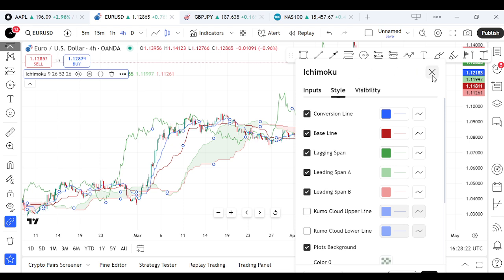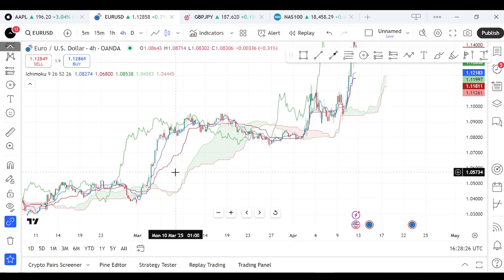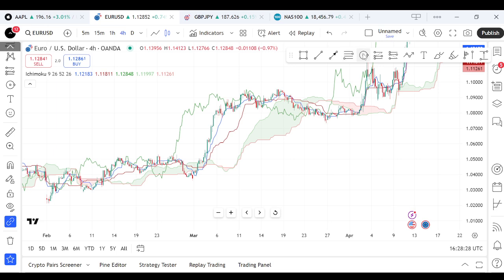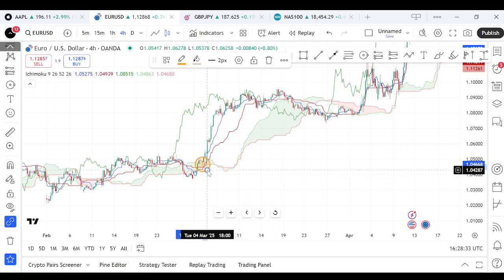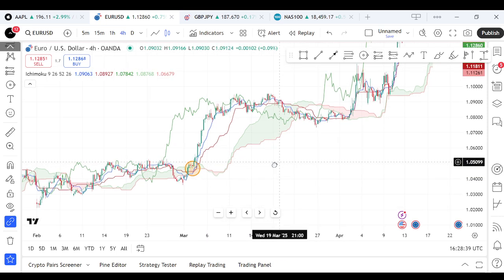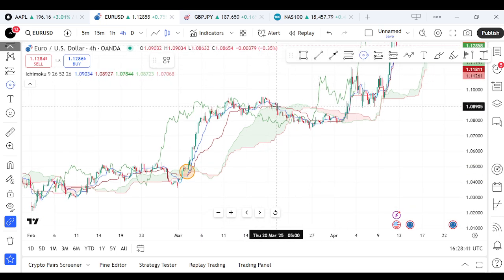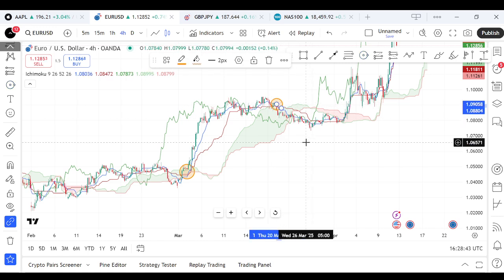Now, the way these components work: crossovers between the conversion line and the baseline signal a potential trend change from bullish to bearish, or from bearish to bullish. We have a crossover here where the conversion line crosses above the baseline, signaling a bullish trend, and we also have one here signaling a bearish trend starting or a pullback.